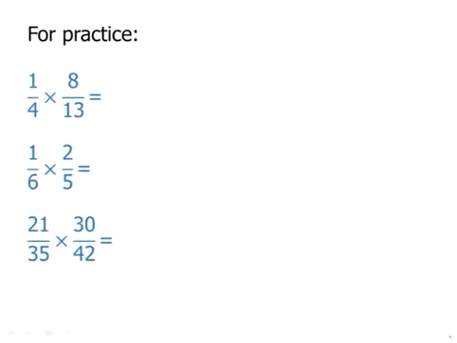Here's some multiplications for practice. You might pause the video here and practice these right now. Here are the results.